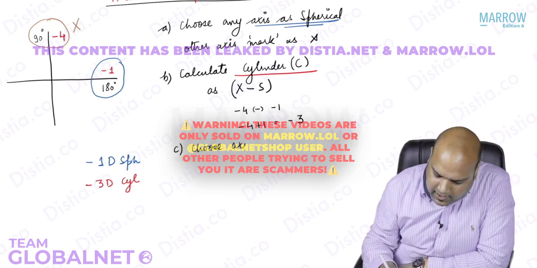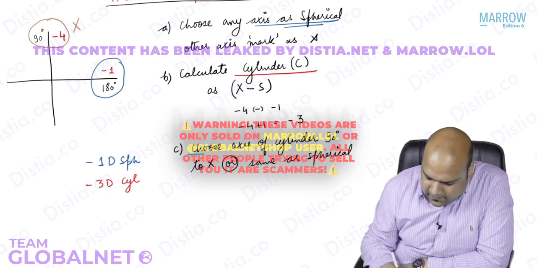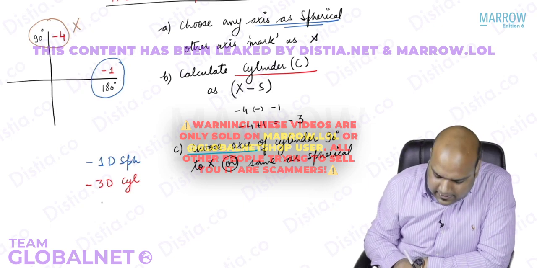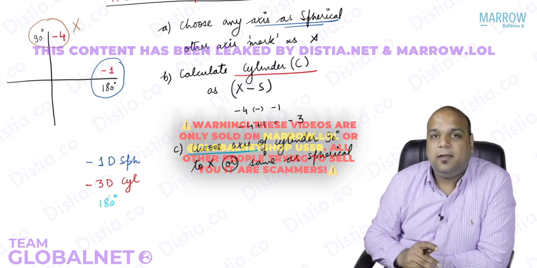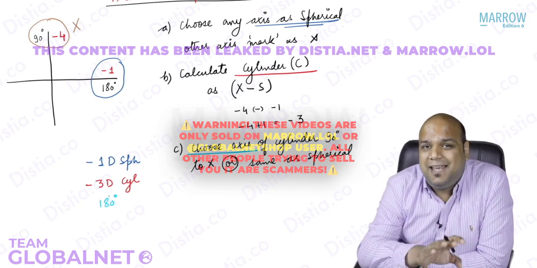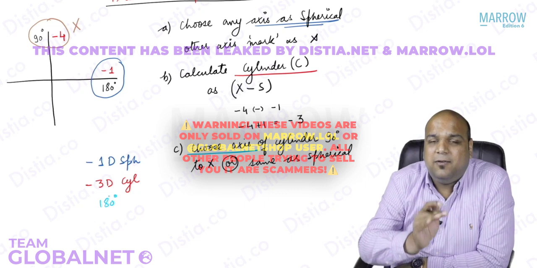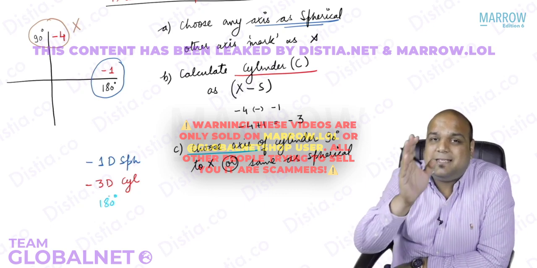Okay. Step 3. Choose axis of cylinder 90 degree to X or same as spherical. So that means my axis now becomes, we had chosen spherical at 180 degree. 180 degree. Why is that so? Even though we have chosen 180 degree as spherical, the axis of cylinder we are keeping as 180 degree, because the cylinder, whichever axis it is kept in, always acts 90 degree to that.